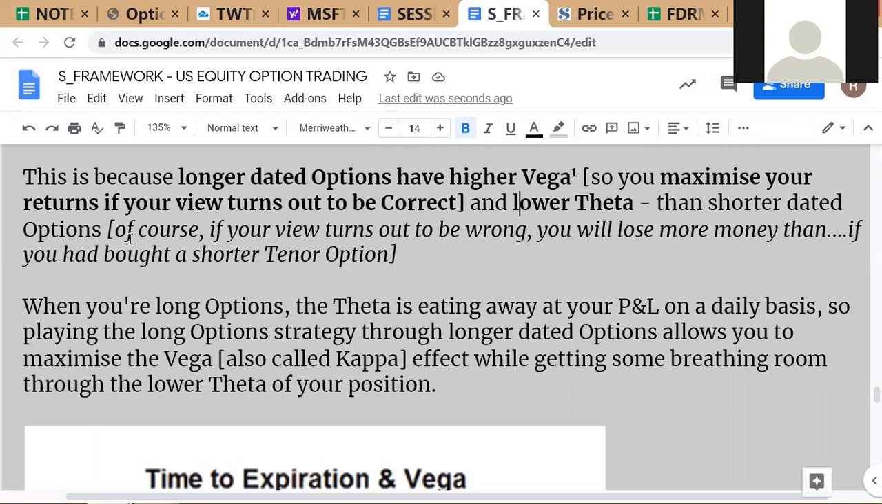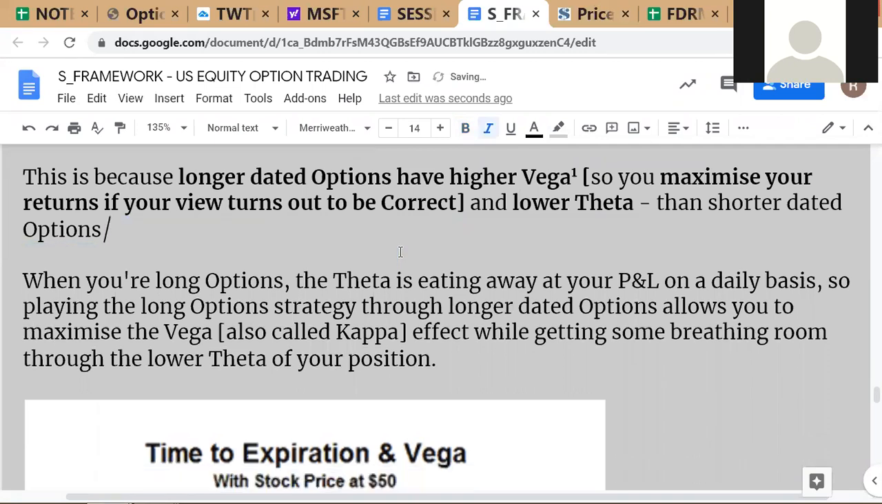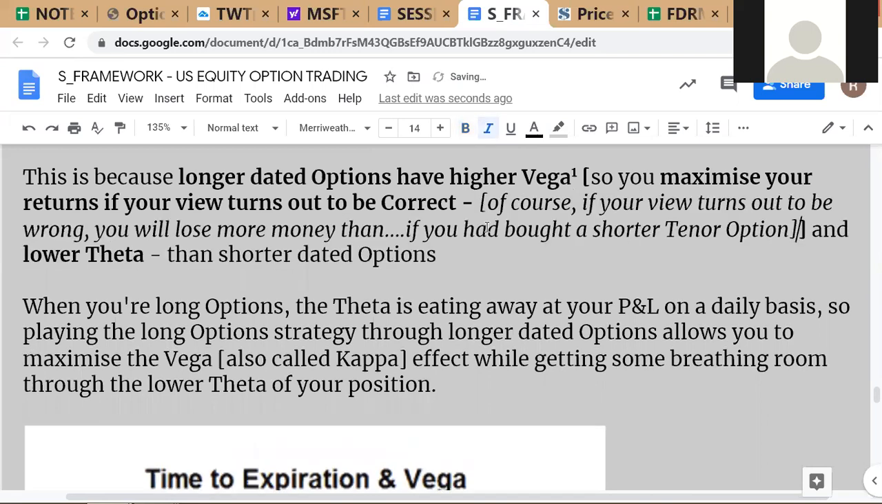Okay, this actually should be put here because this relates to the Vega part. I don't really want to put it in the same bracket, but we'll do it. This should be a second bracket.